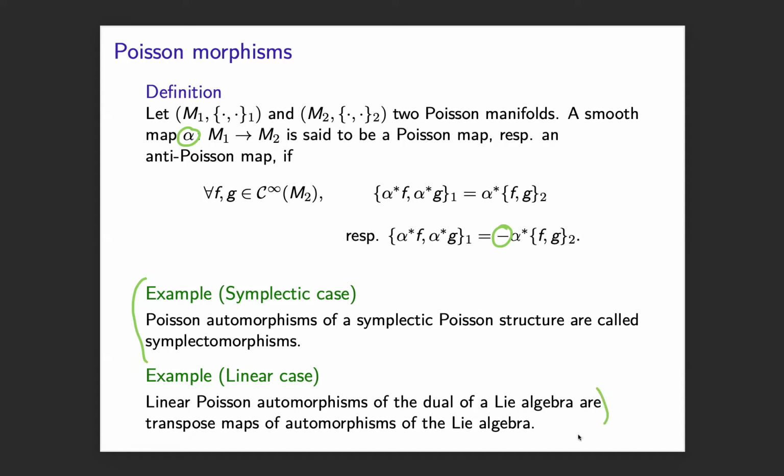So my second example tells us roughly that if you remember our linear example, the canonical Poisson structure on the dual of a Lie algebra, it was made of the Lie brackets of the Lie algebra. And so it's not a big surprise that the linear Poisson automorphisms on G star are made of automorphisms of the Lie algebra.